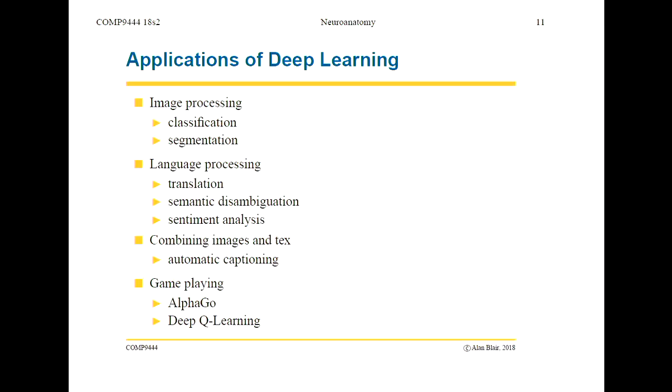Okay, so here are some important applications of deep learning. So I mentioned image processing, so classification of images. You're given an image and you have to say whether it's a picture of a bird or a cat or a pumpkin or whatever. And also segmentation. You're given an image that has multiple objects in it, and you have to identify which object is where.